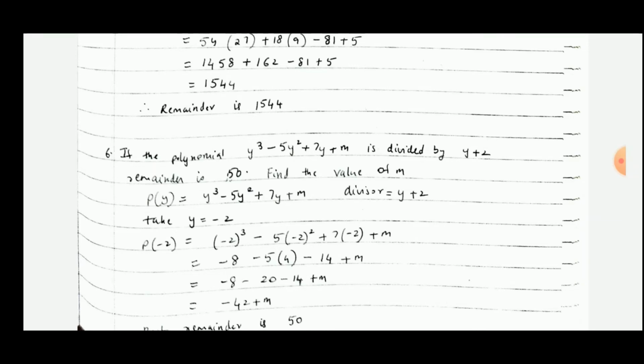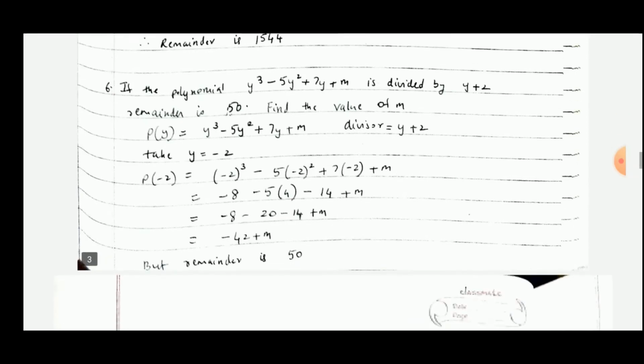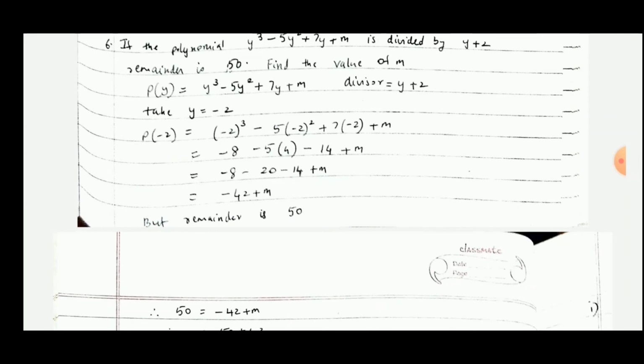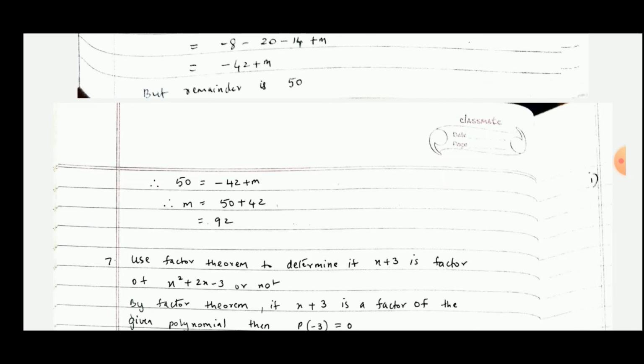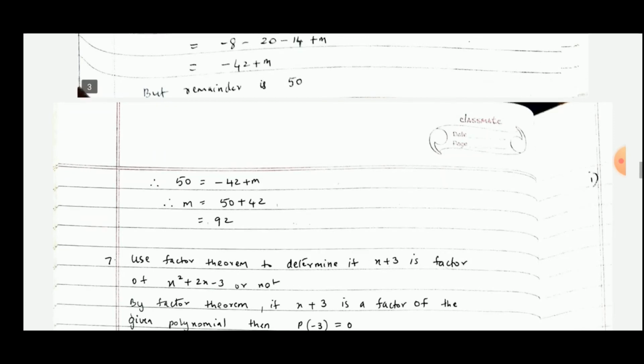Value of the polynomial p at minus 2 is equal to minus 2 cube minus 5 into minus 2 square plus 7 into minus 2 plus m. So minus 8 minus 5 into 4 minus 14 plus m. So here you will get minus 42 plus m. But the remainder is 50. So substitute 50 is equal to minus 42 plus m. So m will be equal to 92.